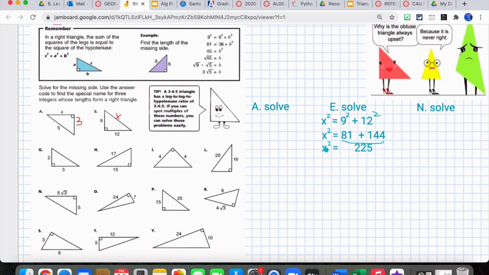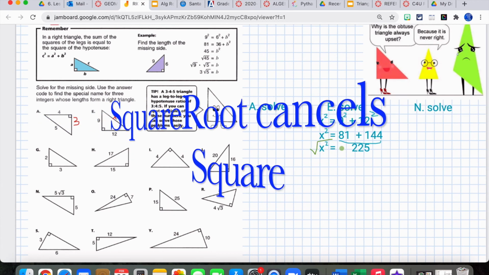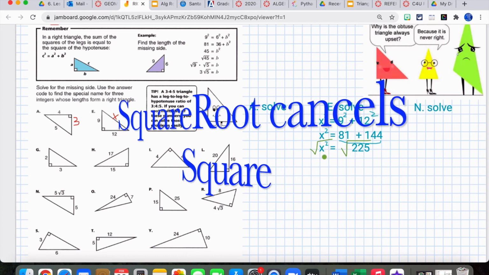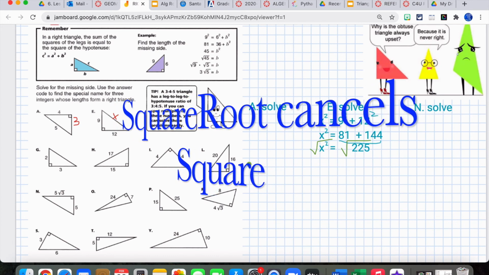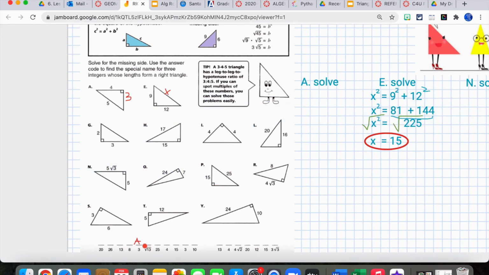Last step, as you know, when we have x squared, we take the square root. We are doing it to both sides. The square root of 225 is 15, so x is going to be equal to 15. My answer, x equals 15, is only true if it's down here. So this is the self-check part we're going to go through.